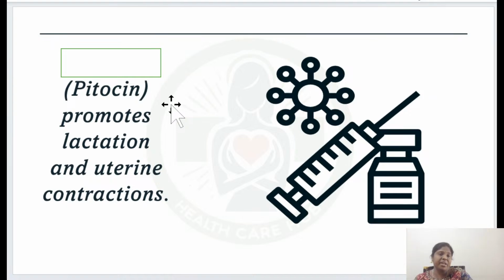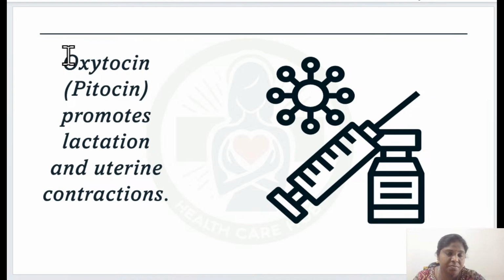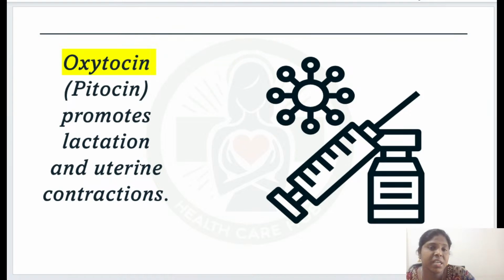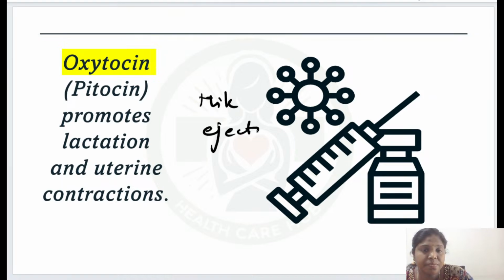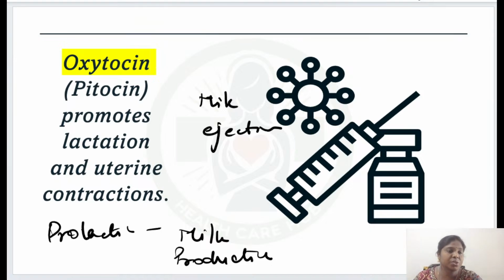Prolactin is for milk production. Milk ejection is what? So, this is oxytocin. Oxytocin injection is for uterine contractions, and also this is for milk ejection. Whereas prolactin is for milk production. In uterine contractions, pitocin or oxytocin is given.